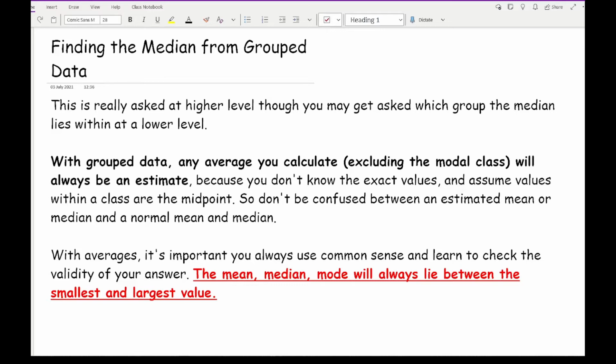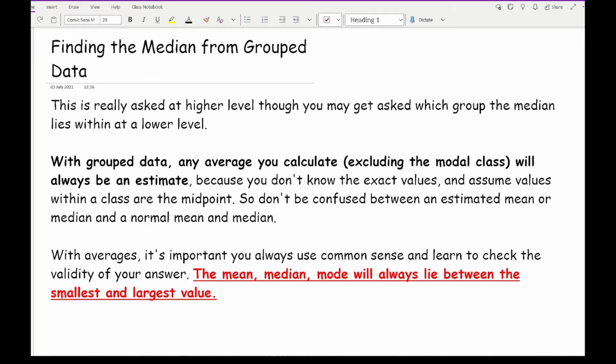Now with group data, any average you calculate, excluding the modal class or the most popular group, will always be an estimate. And this is because you don't know the exact values and assume values within the class are the midpoint. So don't be confused as the difference between working out the estimated mean or the estimated median to working out the mean or median from group data. They're both the same thing, but generally when you're working with group data, it should always be classed as an estimate average.